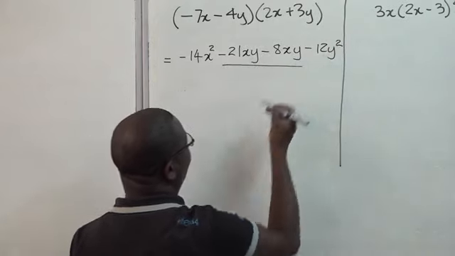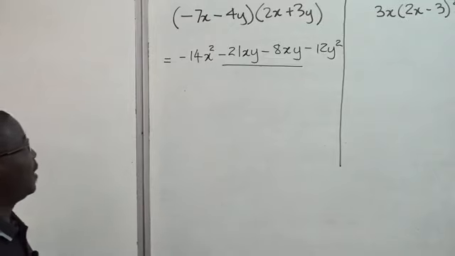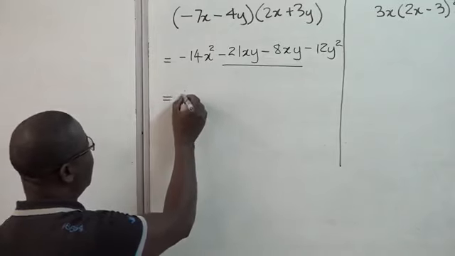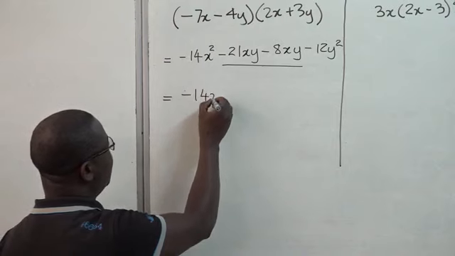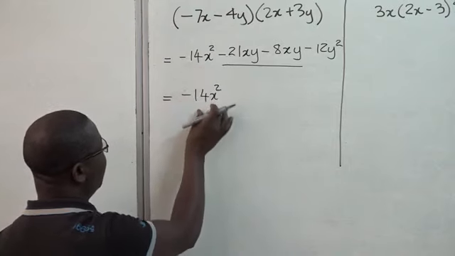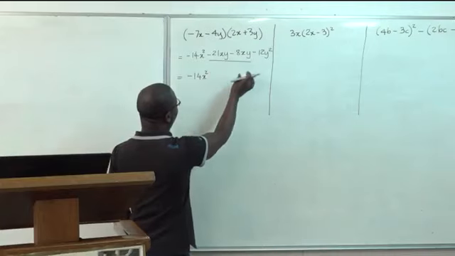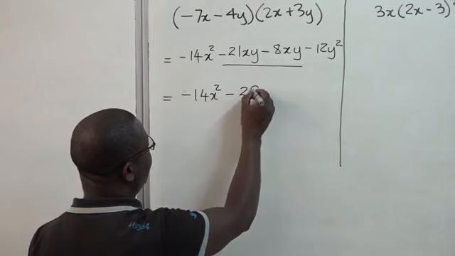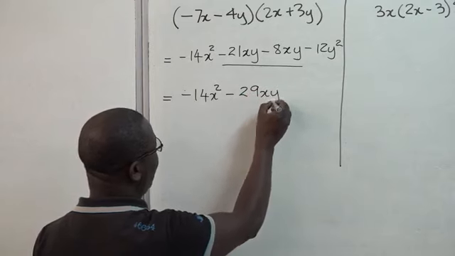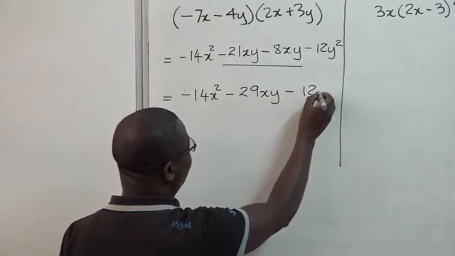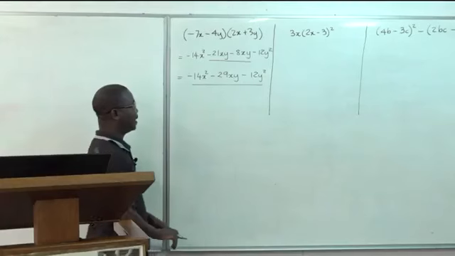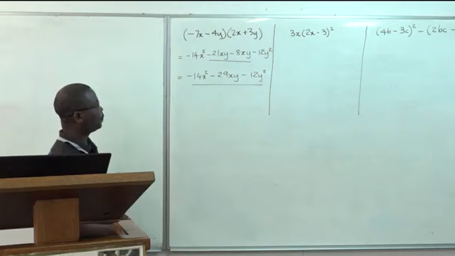Once again, we have got like terms in the middle of that expression. So we need to simplify that part. Minus 14x squared, which is coming from there, minus 21 minus 8, it gives us minus 29xy, and then minus 12y squared. That becomes our final answer for that expression.